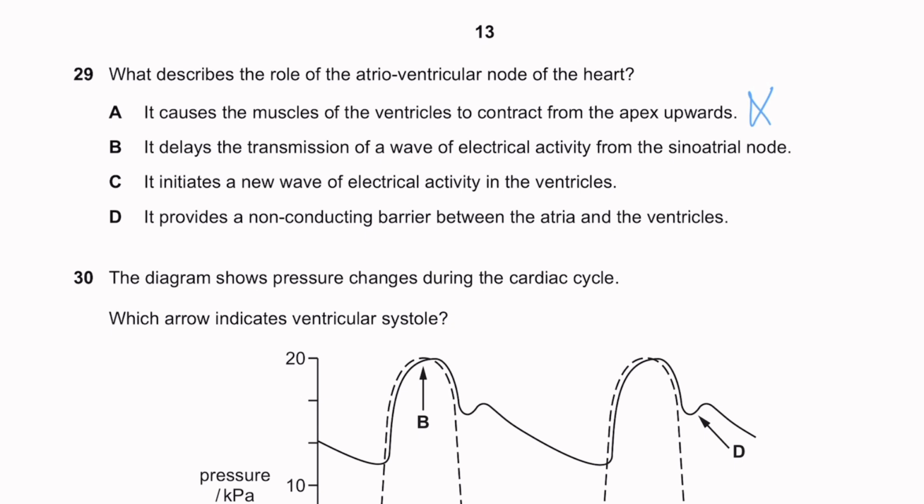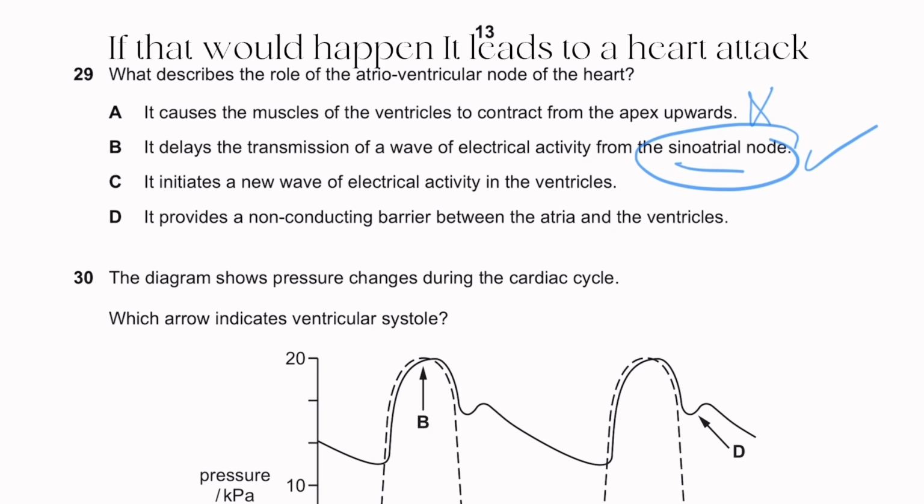It delays the transmission of a wave of electrical activity from the sinoatrial node. Perfect. Yes, it does do that, because you just don't want the atria and ventricles to contract at the same time. The sinoatrial node sends electrical activity all throughout the atria walls, and so the atria contract. If the atrioventricular node does not delay the activity, then both atria and ventricles will contract at the same time, which would be very confusing for us.